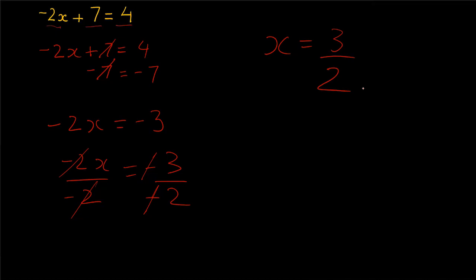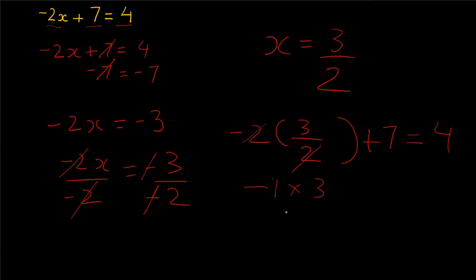And let's check it because we've got some extra time in SAT maths if we were really speedy. So we rewrite this as minus 2 times 3/2 plus 7 equals 4. And so we can cancel the 2's out, and we're left with minus 3 plus 7 equals 4. And minus 3 plus 7 does equal 4. So that is our answer. And that is correct. And so, yes, x is 3/2.